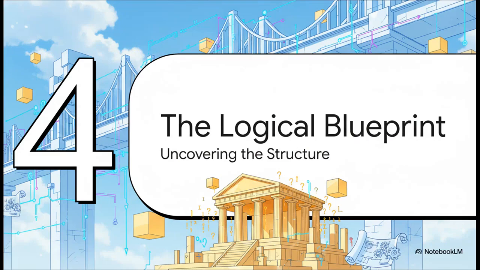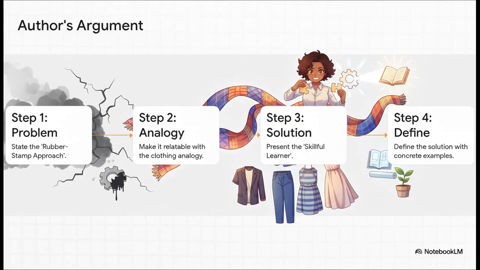So we've walked through this thing sentence by sentence. Let's zoom out now and just admire the architecture of this whole argument. It's actually a beautiful, simple blueprint for how to persuade someone. Just look at this four-step flow. It is so elegant and so effective. 1. State a problem. 2. Make it relatable with a great analogy. 3. Use that analogy as a bridge to your solution. And 4. Define that solution with concrete details.